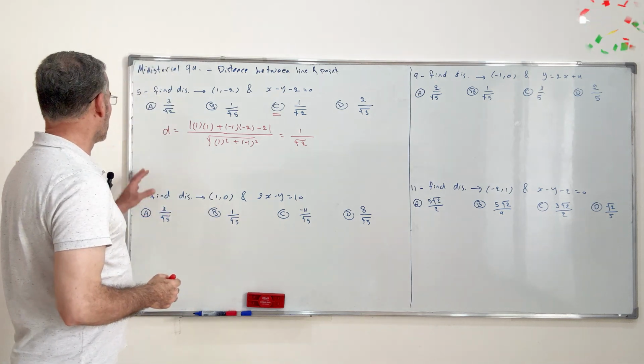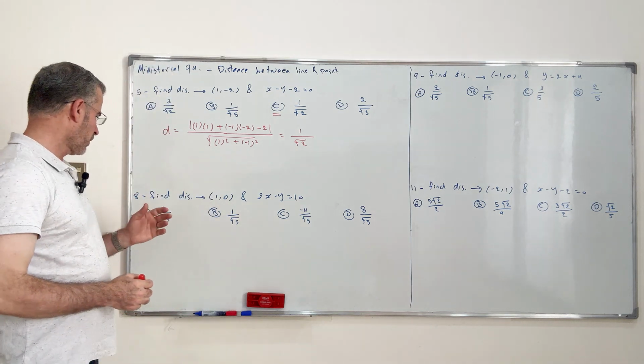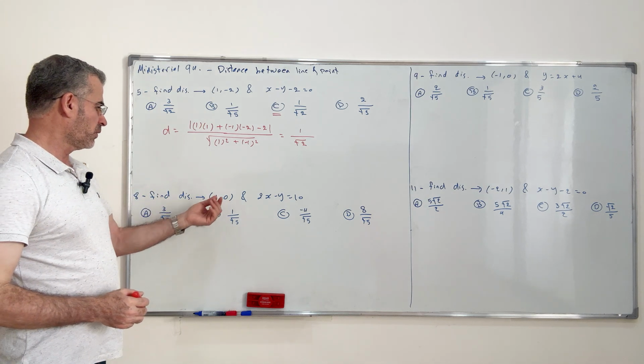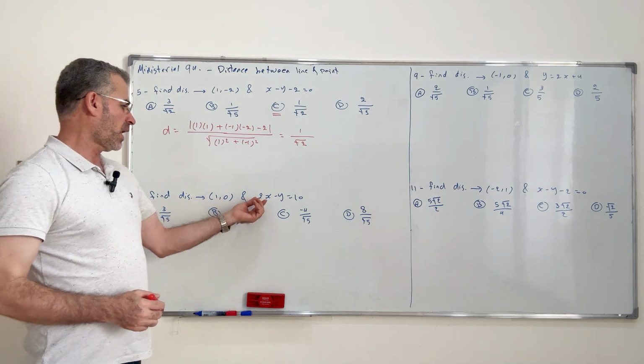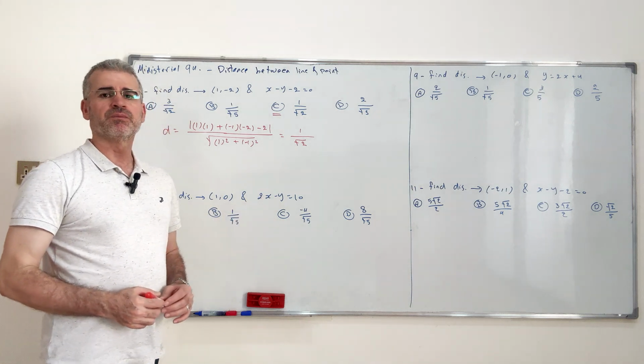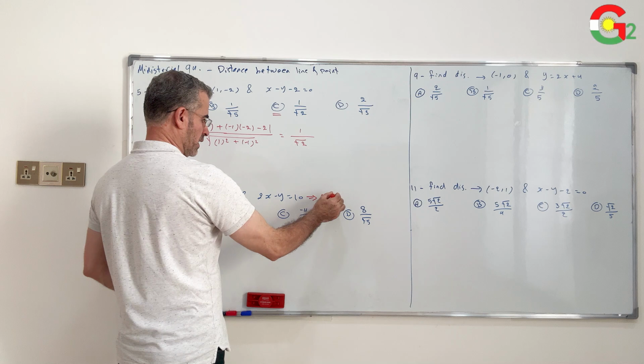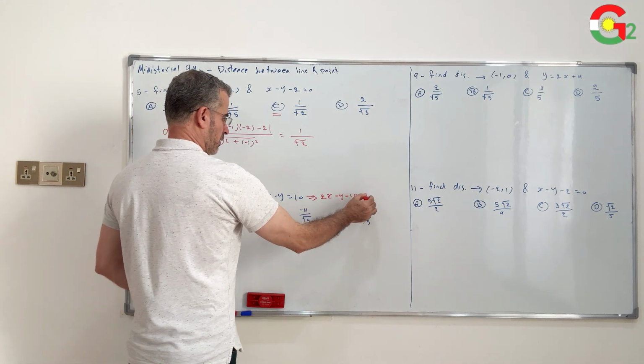Question number 8. I skipped 6 and 7 because I solved them before. Find the distance between the point (1, 0) and the line 2x minus y equals 10. Rewrite this function in general form: 2x minus y minus 10 equals 0.